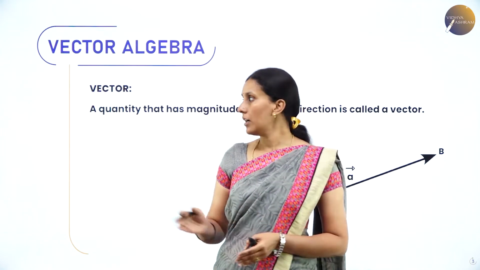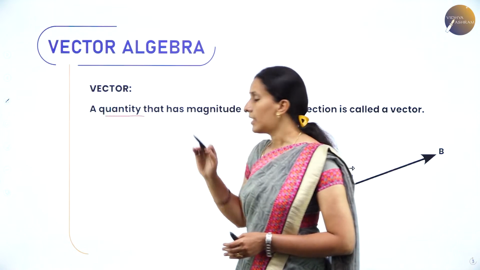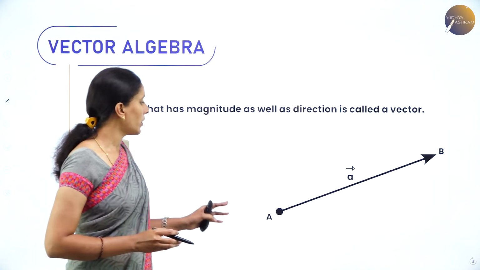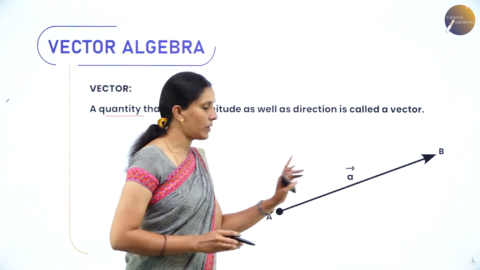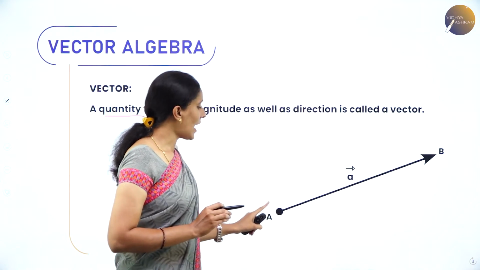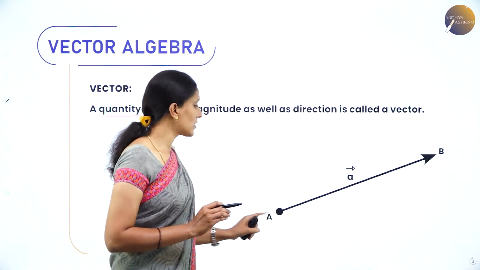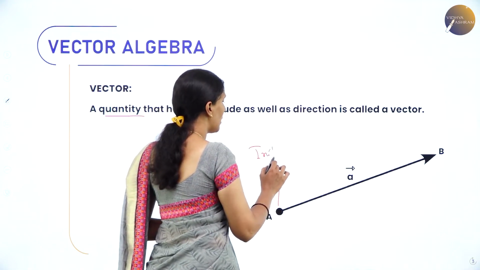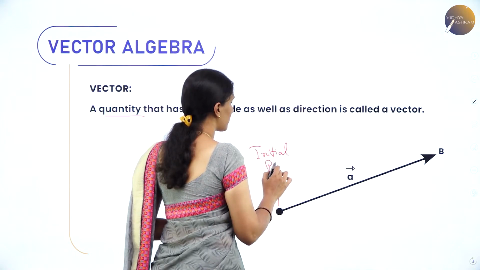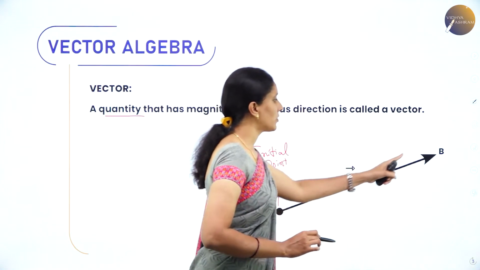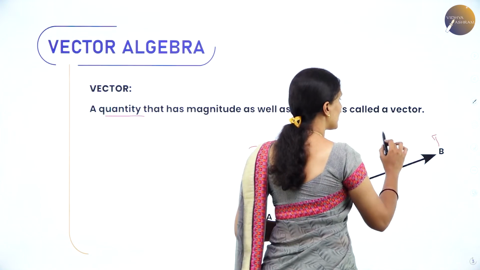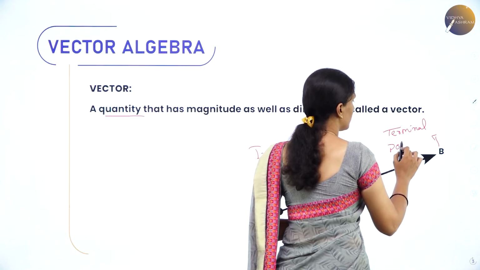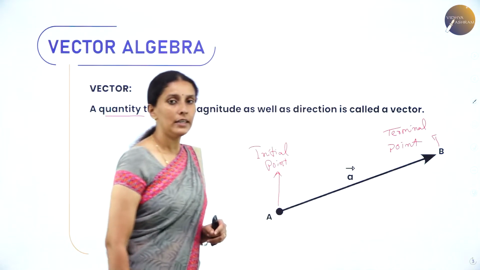Then what is a vector? A quantity that has magnitude as well as direction is called a vector. Here I have taken a vector AB. The line which starts from the point A, so point A is called the initial point of the vector. And the point where the vector stops is called the terminal point.